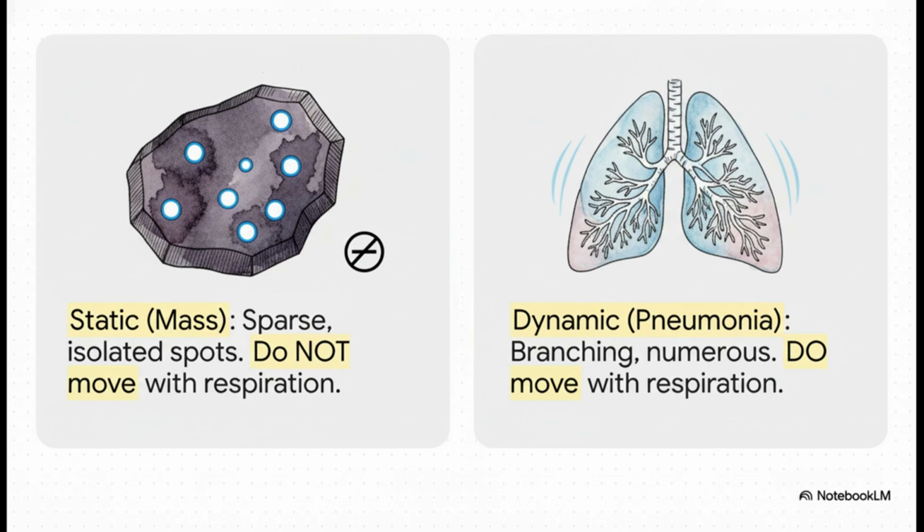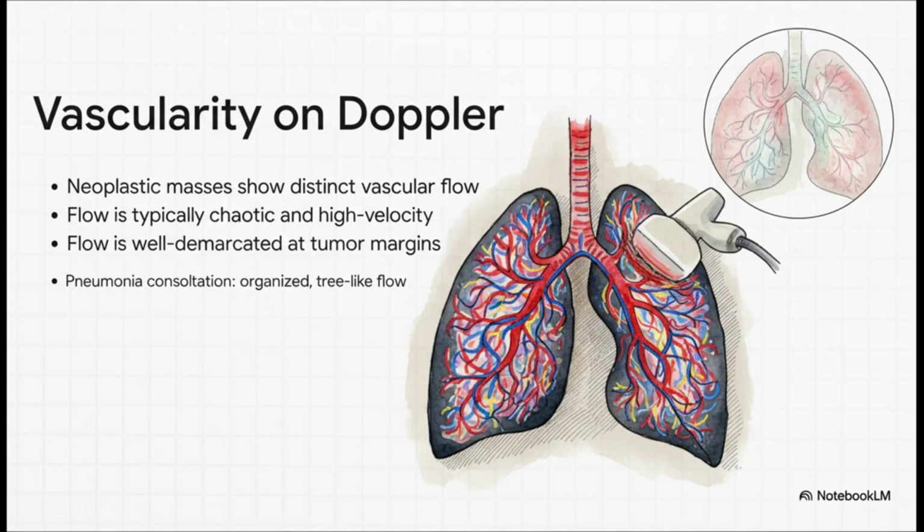And finally, let's throw some color on it. Putting on the Doppler gives us another layer of information. Tumors are greedy. They build their own messy new blood supply. So what you see is this really chaotic, often high-velocity blood flow that's clearly contained right within the tumor's borders. This looks completely different from the vascular pattern in a simple consolidation, which is usually more diffuse, low velocity, and branches out like a tree.